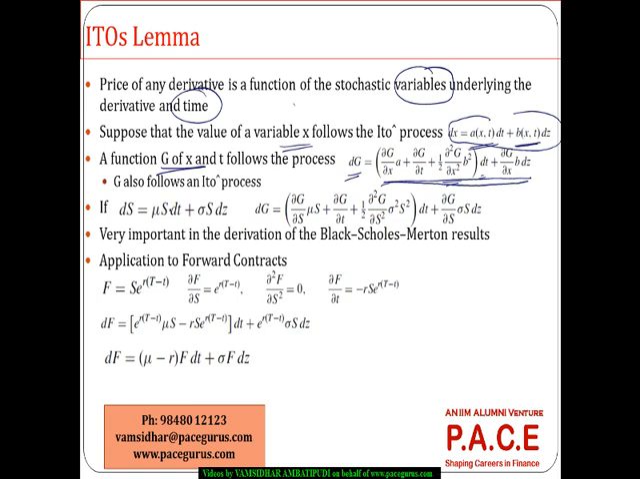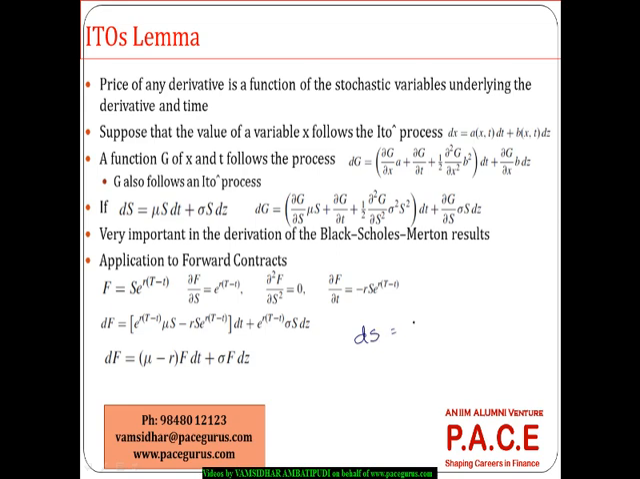So we'll take one example. If I say ds is following something like this, let's try to derive this. If I am saying a process ds is following mu s dt plus sigma s dz, right?